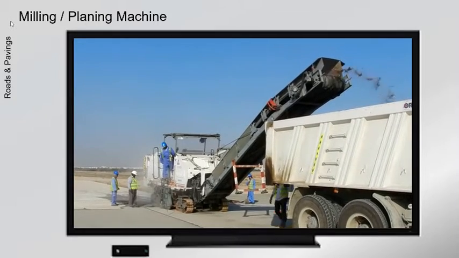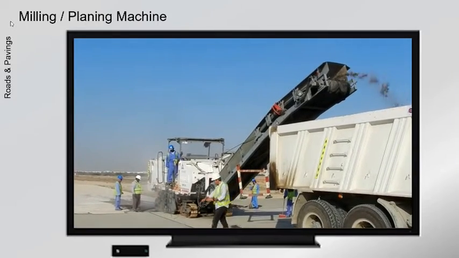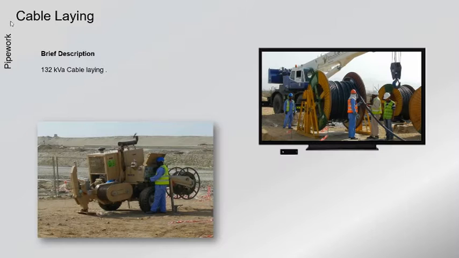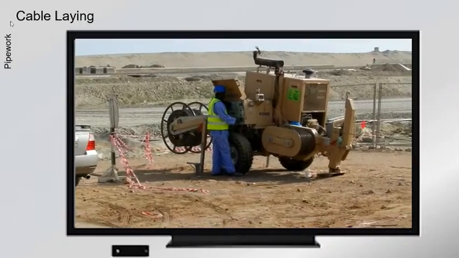Milling/planing machine. Milling machine in use. Cable laying. A winch is used to pull the cable off a drum. Rollers are used so the cable doesn't drag along the ground.